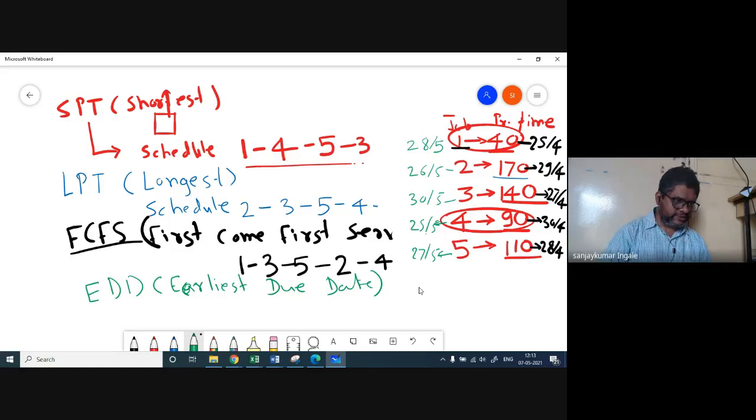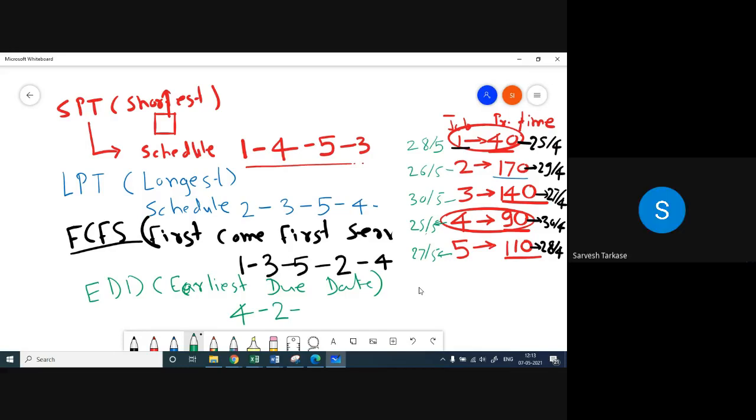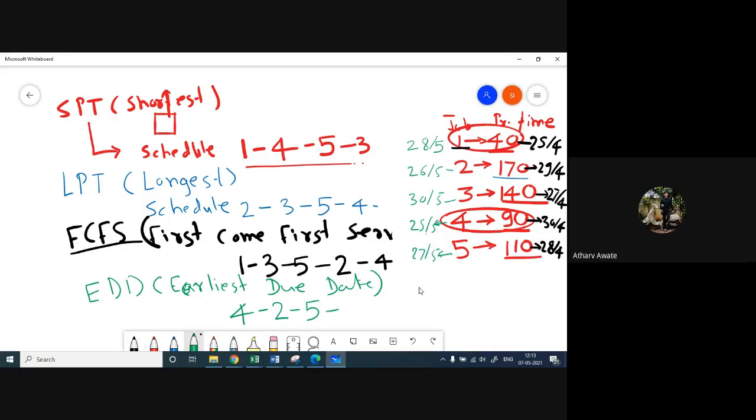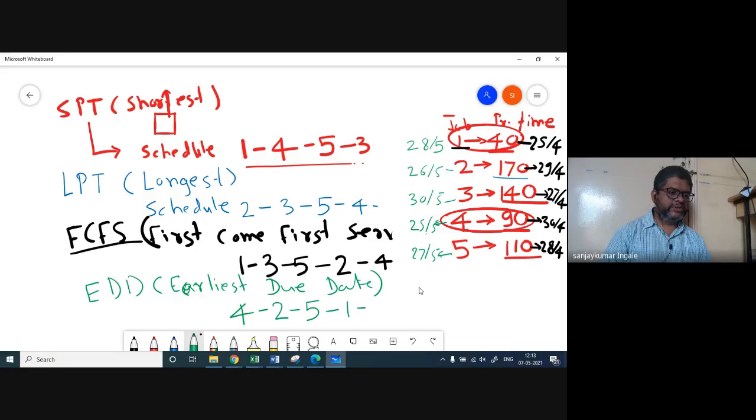Fourth, next. Next, job 2, because it is 26th of May. Good. Next, job 5. Good. Next, 1 and 3. Job 1, because it is 28th, and 30th of May is job 3. So there will not be any penalty as such.